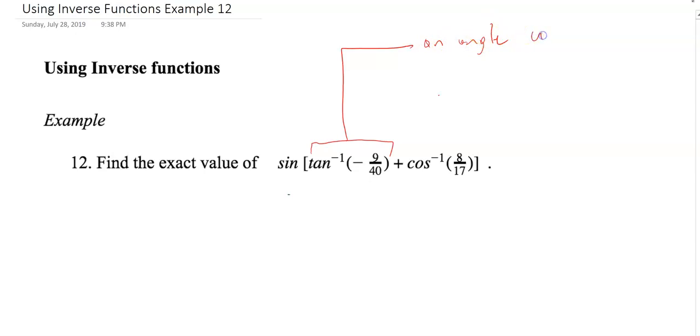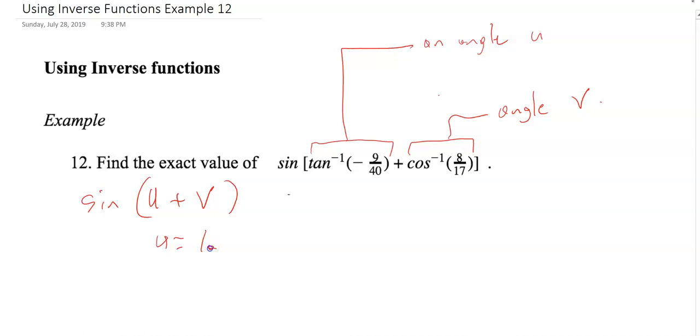So let's call this one u. And this other inverse function is also an angle. Let's call that v. So what we're looking for is the sine of u plus v. We know then that u is equal to tan inverse of negative 9/40, and v is equal to cosine inverse of 8/17.